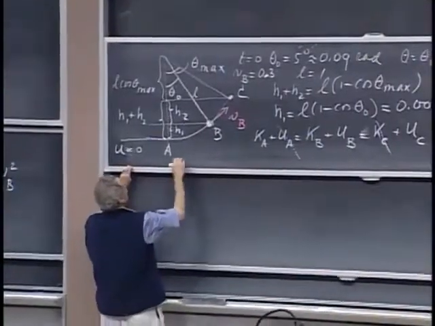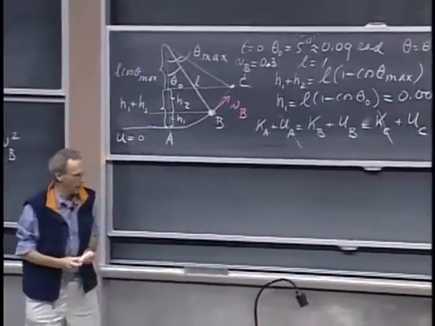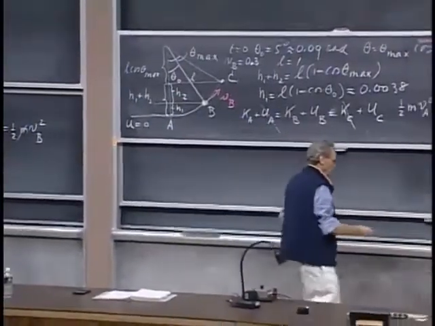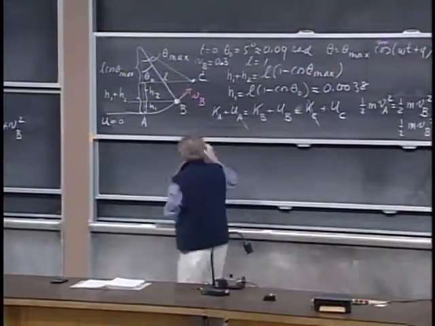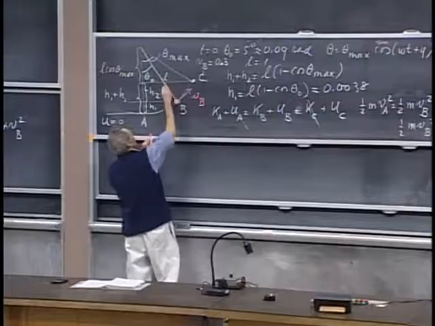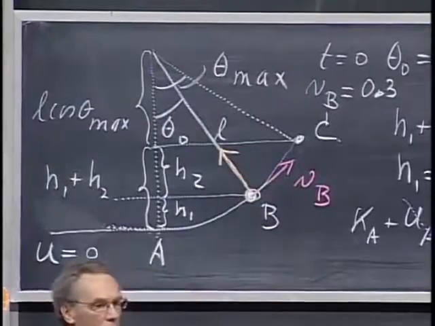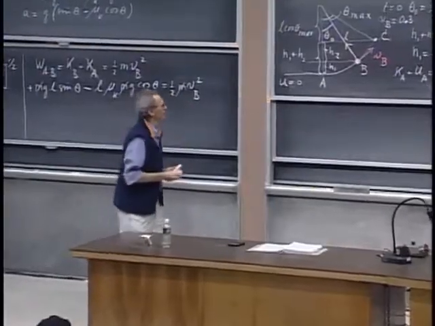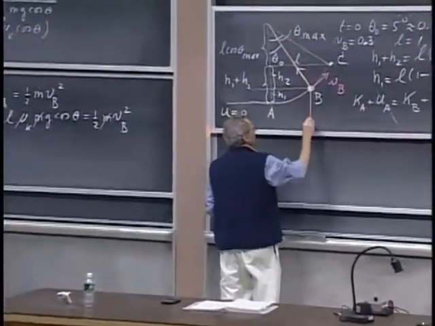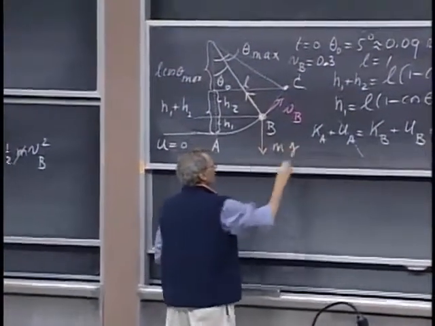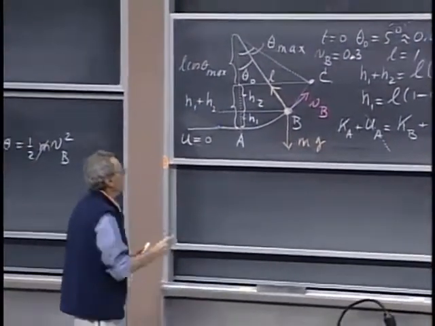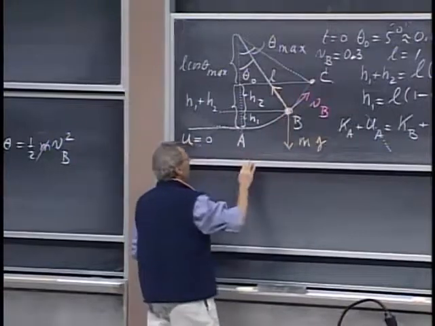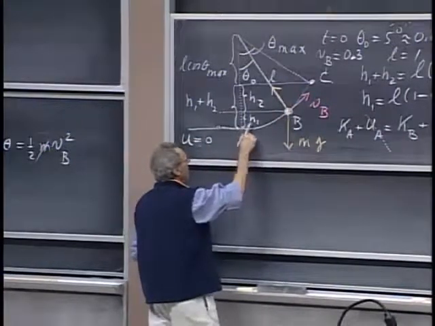And how much work was done by gravity in going from A to B? Because gravity is the only force that does work. The tension is not doing any work because the tension, which is in this direction, is always perpendicular to the direction of motion. And work is a dot product between force and the direction of motion, perpendicular to each other. So that's 0. So it's only mg that matters, the gravitational force. Well, when it goes from A to B, the work done by gravity is minus mg h1.